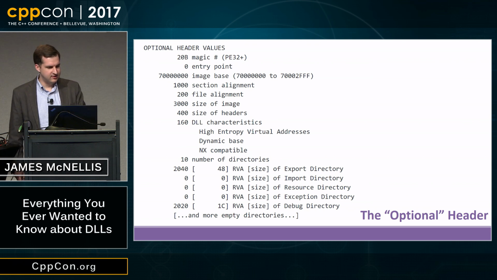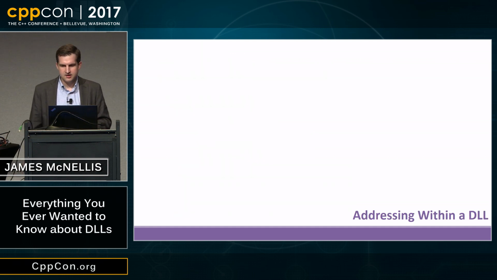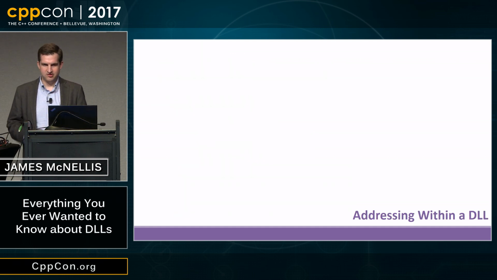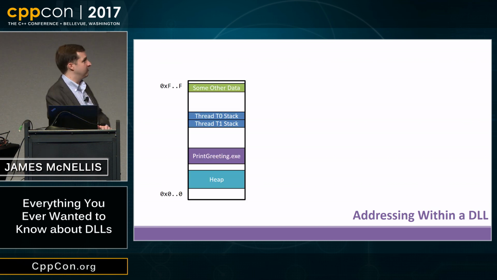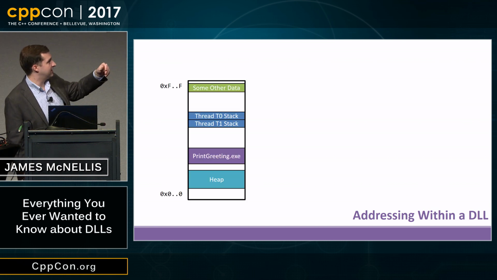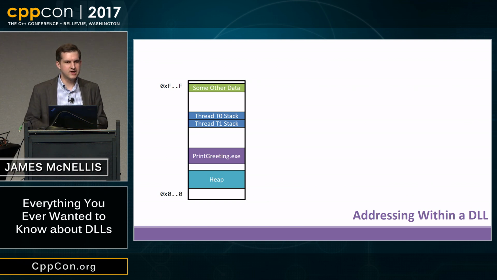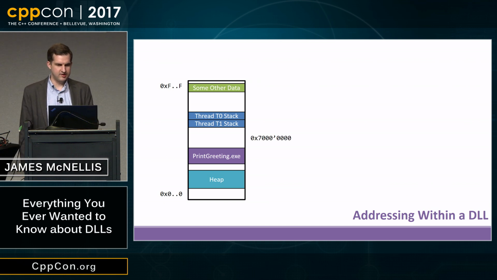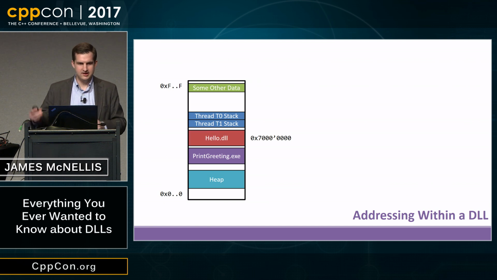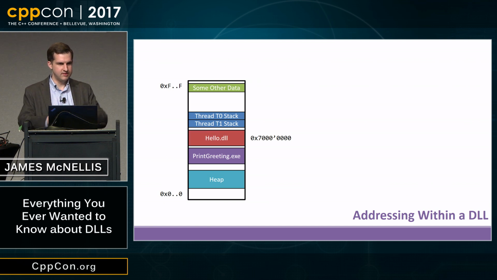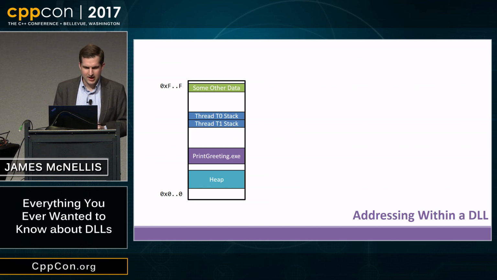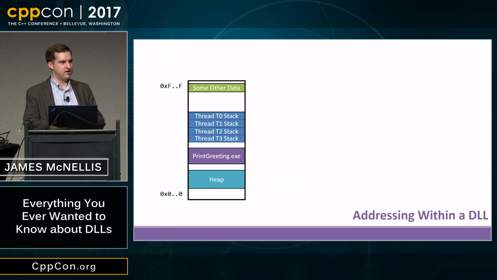You'll see that in the directories, it actually says RVA and size. So what is an RVA? To talk about that, we have to talk about how we address within a DLL. Let's say you've got your program running. We've got the heap there. We've got printgreeting.exe. We've got a couple thread stacks, some other data somewhere. And we want to load our hello.dll. Now our hello.dll wants to load at this base address. The loader will say, all right, is that space free? Yes, great. It'll load it there, and everything works fine. Everything's happy. But what happens if we've started a couple other threads, and they're now occupying that space in memory?